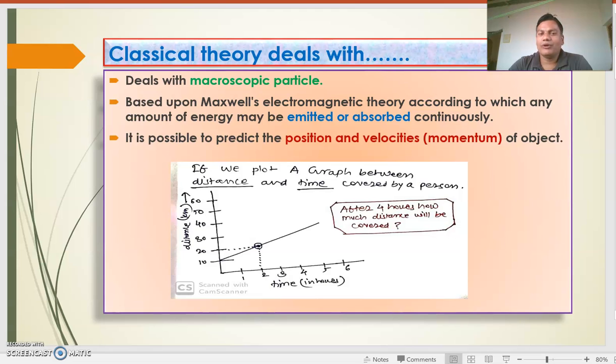The point explained here is that it is possible to predict the position and velocity, that is, the momentum of an object. In this graph, there is a simple plot between distance and time. Time is in hours and distance is in kilometers. Suppose one person crosses about 25 kilometers in 2 hours. We can predict how much distance will be covered by that person after 5 hours, with the help of classical mechanics. In this way, this was the best application of classical theory.